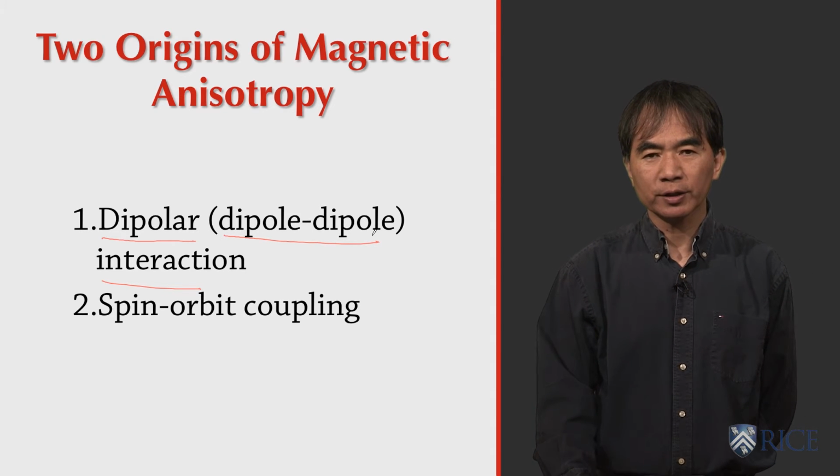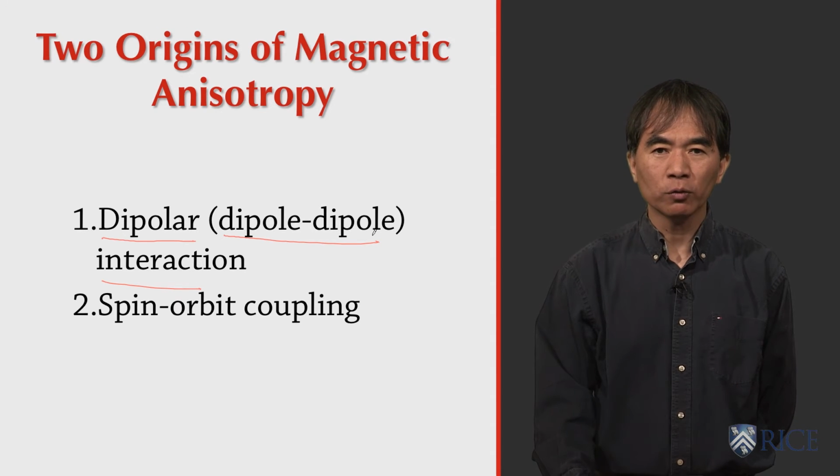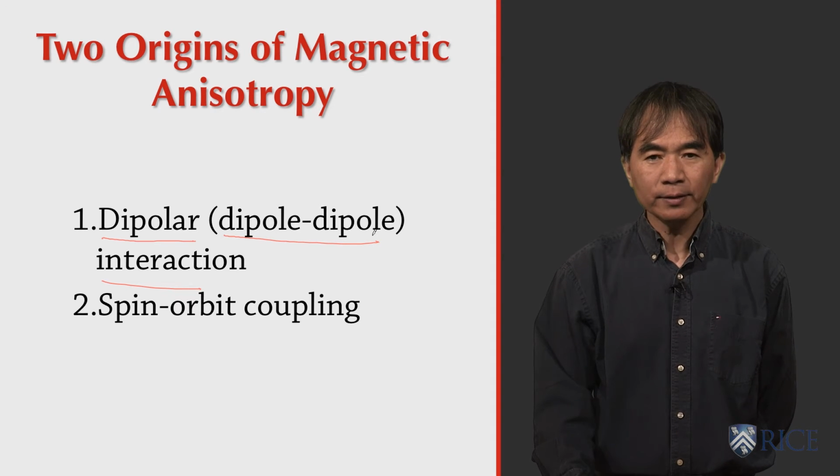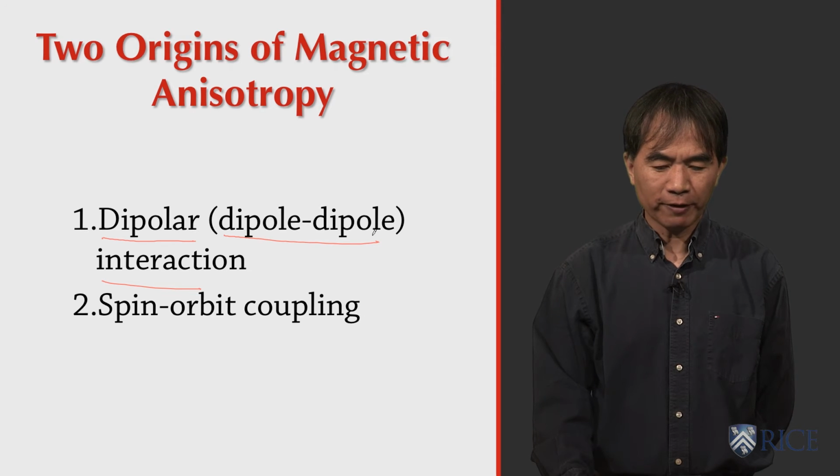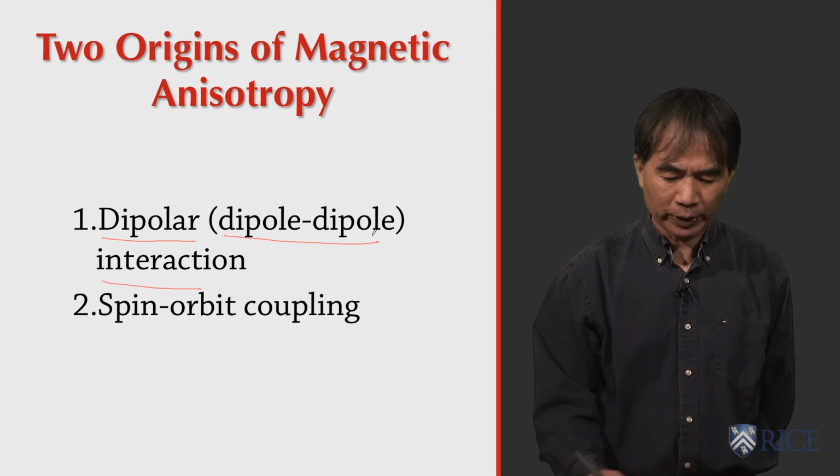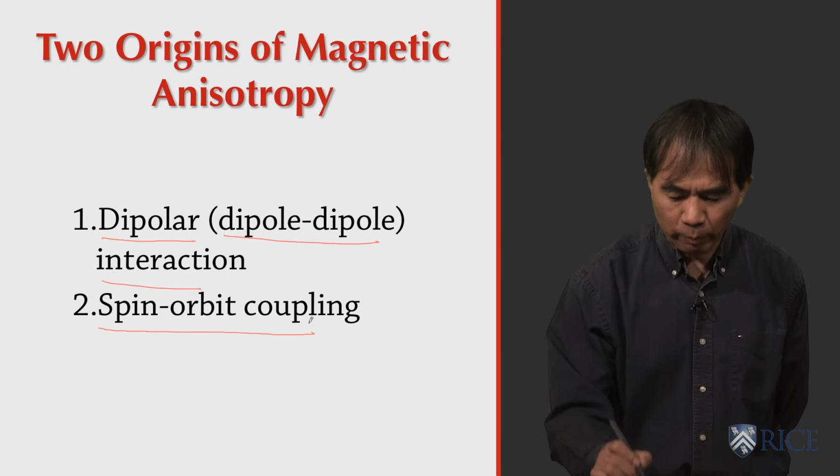Physics-wise, you can think about this as follows. You can think about each of the magnetic ordered moments at each atomic site as a simple dipole with a north and south pole, very much analogous to the electric dipole that we discussed in our earlier slides. The dipole-dipole interaction can make the system prefer a particular direction. The other important factor for the origin of magnetic anisotropy is spin-orbit coupling.